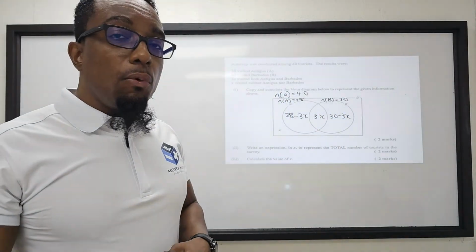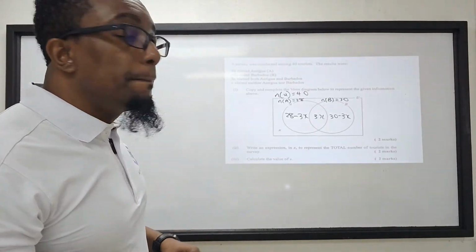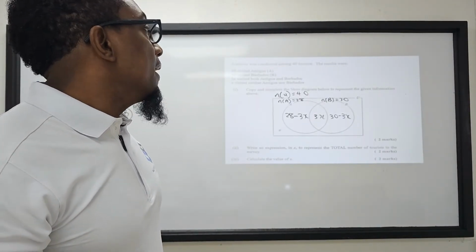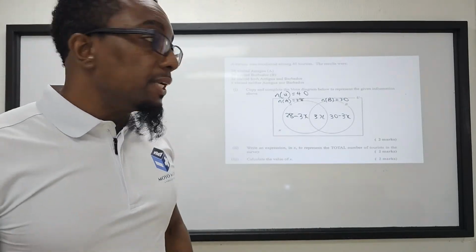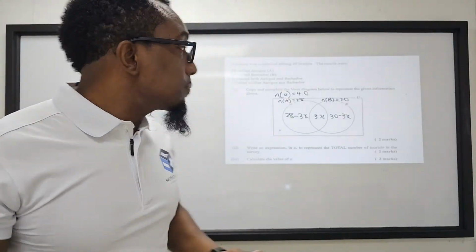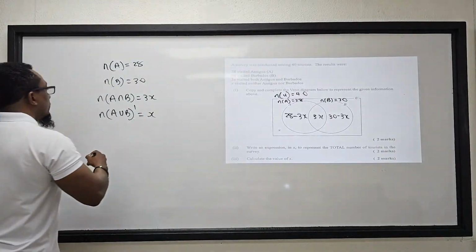So we have filled all the regions that are of importance to us. So we have completed the Venn diagram, and then they ask us to write an expression in x to represent the total number of tourists in the survey. A simple expression.